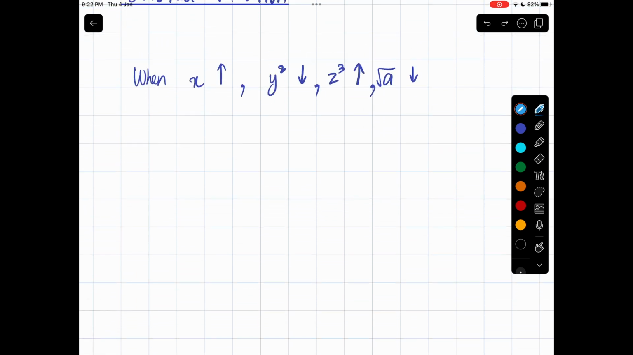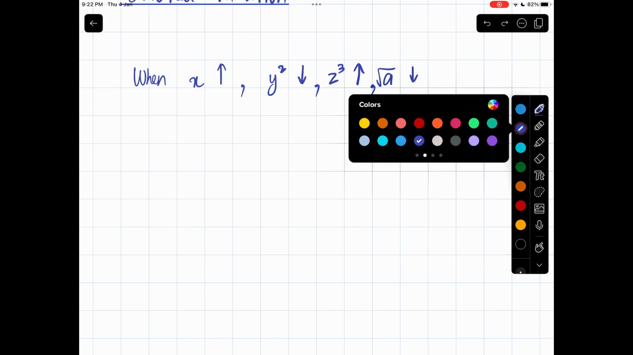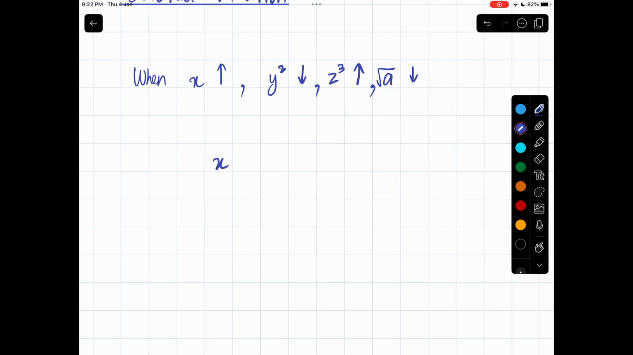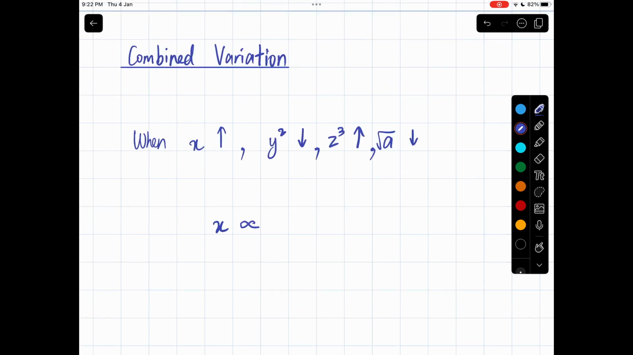So how you would write this is the same thing. For variation form, you write it as x, a proportion symbol. Now, let's categorize what are increasing and what are decreasing. Whatever is increasing will go on top of the fraction as the numerator, and whatever is decreasing will go down the fraction as denominators.